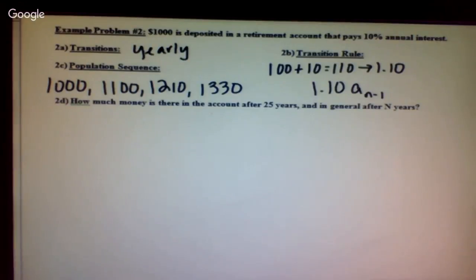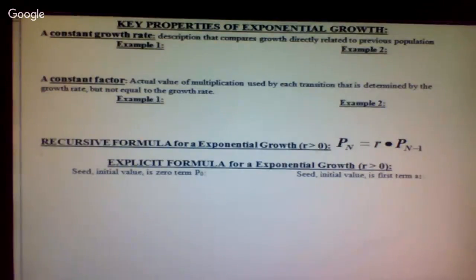So look at D. Uh-oh. How much money is there in an account after 25 years? We've only done 3. So we'll come back to this in a minute. Let me give you the lovely formula that goes along. But first, the thing you need to talk about before we get into the formula is the difference between a constant growth rate and the actual constant factor.